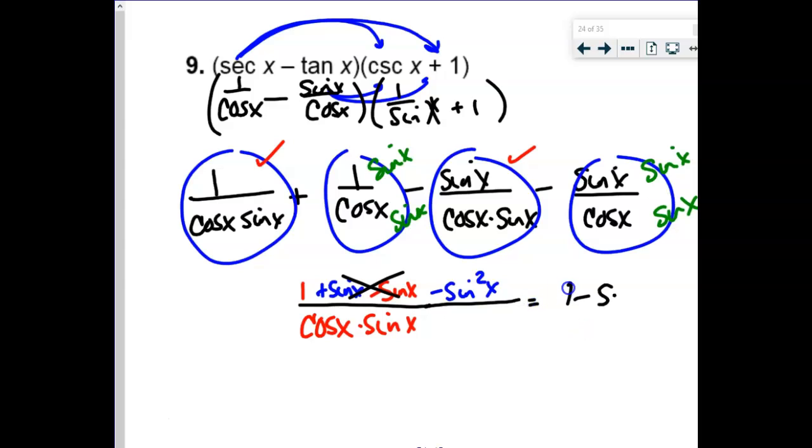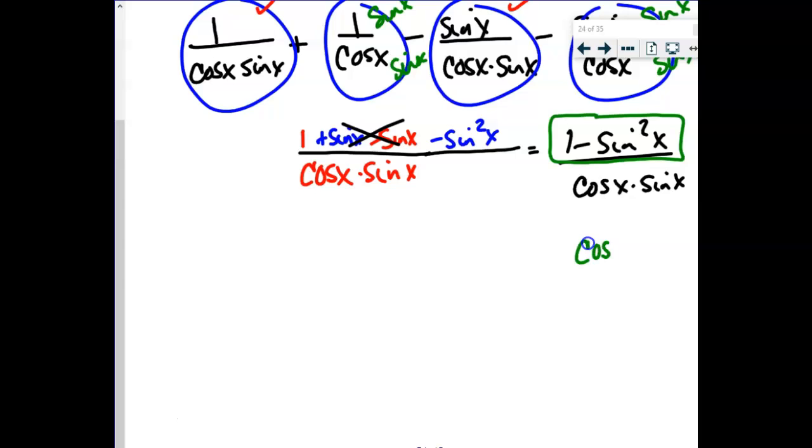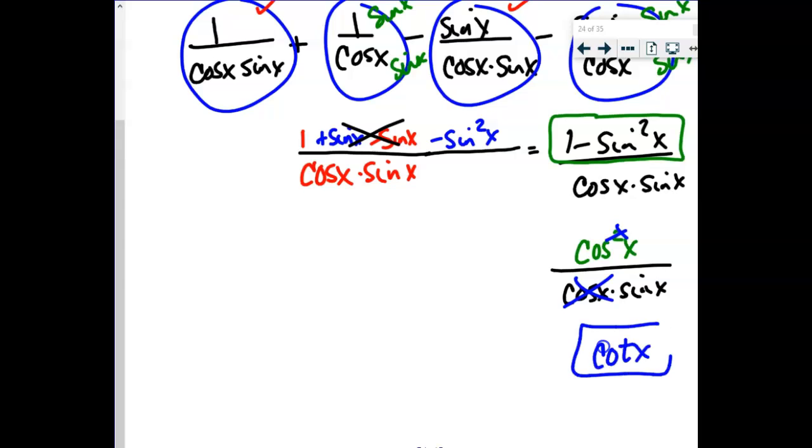And y'all got a 1 minus sine squared up top. Who is 1 minus sine squared? Cosine squared. Yes, it is. So a Pythagorean trade for this guy gives you cosine squared. But you're dividing by a cosine and a sine, so it's just cosine, which means one of the cosines will cancel. And y'all got a cosine over sine, better known as cotangent, which is clearly the simplest answer.